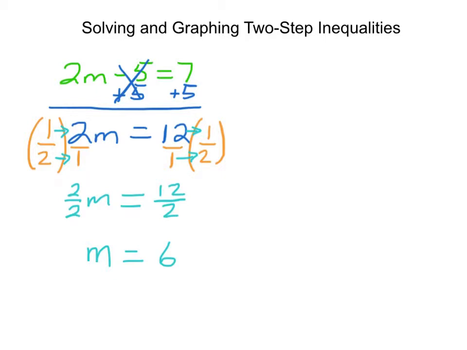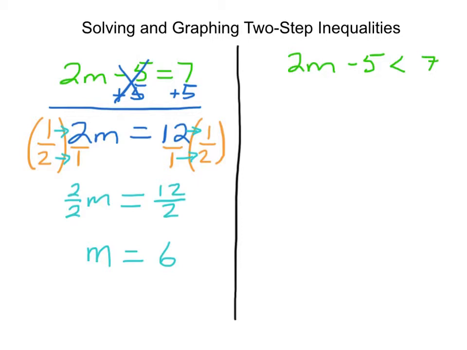So the next thing we're going to do is compare that, using the exact same numbers, to solving a two-step inequality. So let's go ahead and rewrite our problem, except this time, instead of writing it as equals 7, we're going to use less than 7. Okay, so we have 2m minus 5 is less than 7.